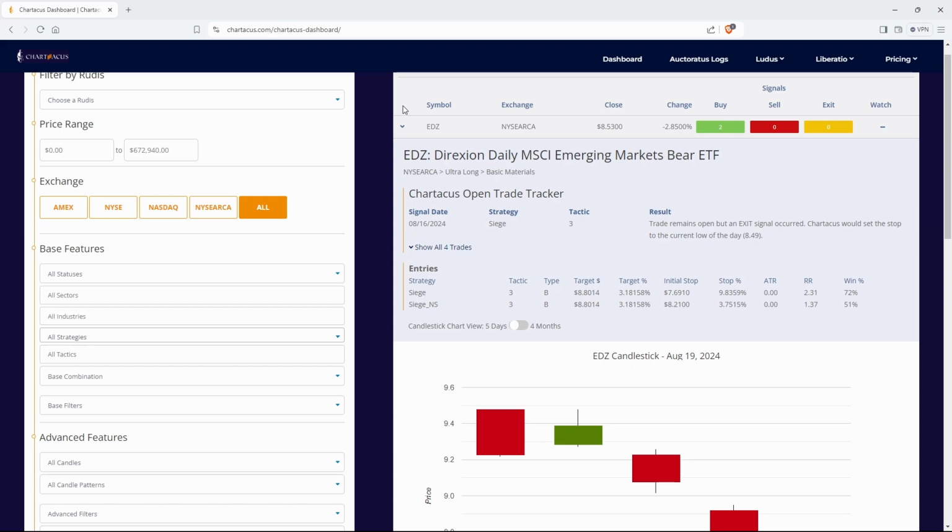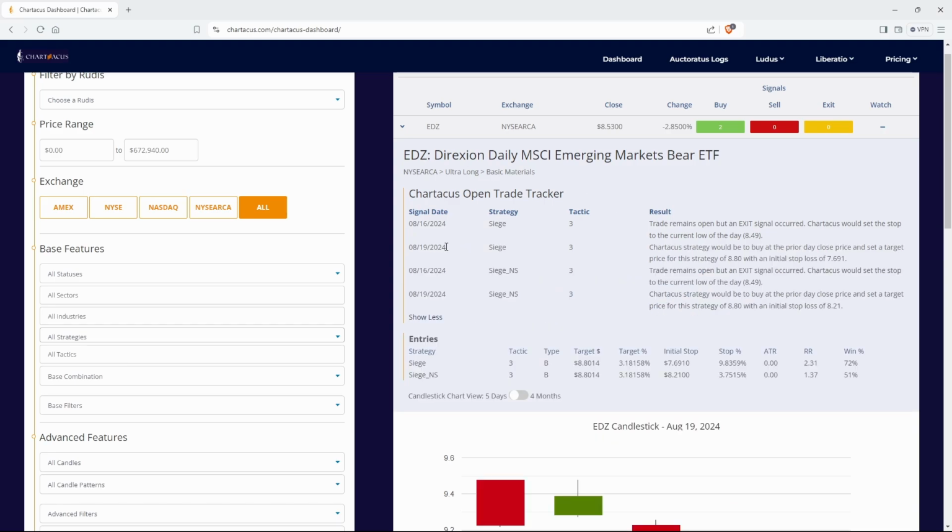All right, let's see. There were 2 more new signals today, similar to those that we saw yesterday. We're going right to the Chartacus Open Trade Tracker and click Show All 4 Trades. And we're going to look for an update for the August 16th signal for strategy named Siege and tactic number 3. And that turns out to be the first one right here. And there it is. Chartacus updates the following. Trade remains open, but an exit signal occurred.